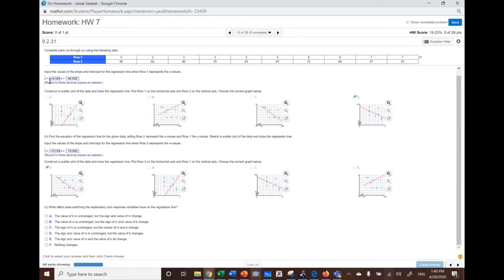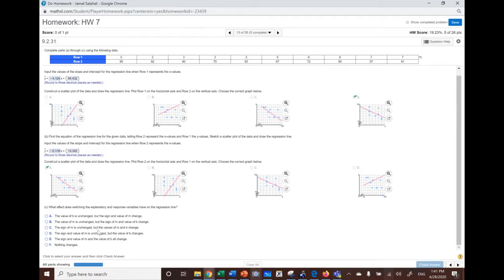One thing that did not change is the sign of the slope. Look at the sign of the slope, negative and negative. So in here, they tell us the value of B, which is the intercept, is unchanged. That's not true. B was 94, became 13. It changed. The value of M is unchanged. That's not true. In the first one it is -4. In the second one it is -0.1. It changed. The sign of M is unchanged. That's true. The sign of M did not change.